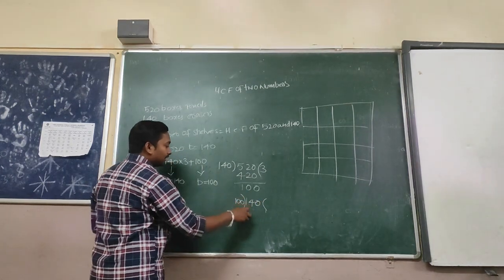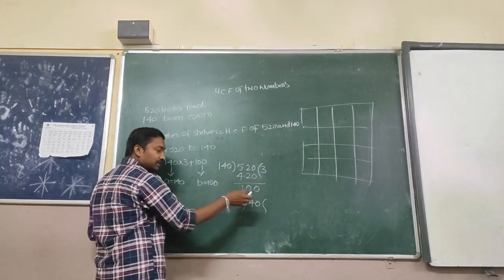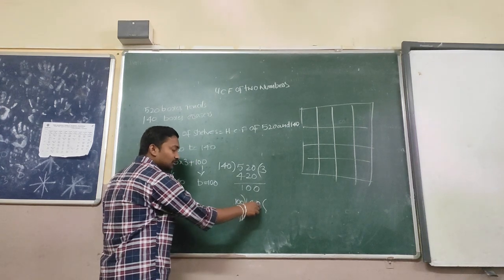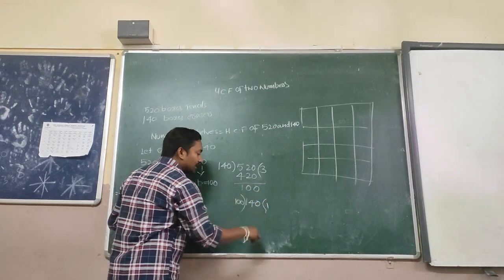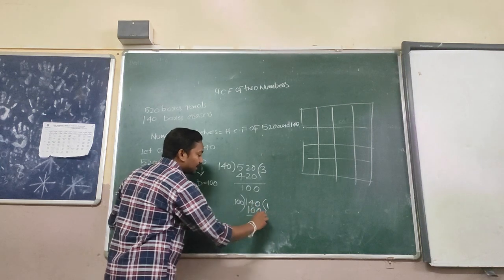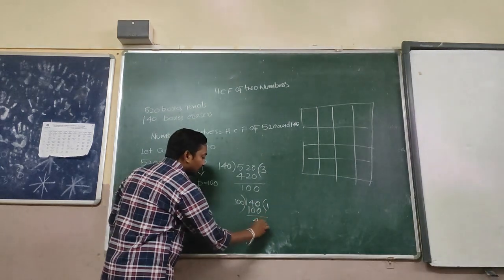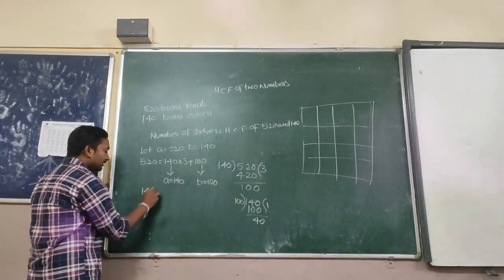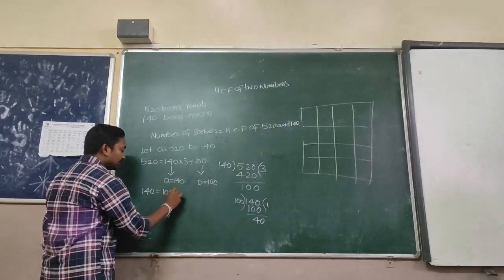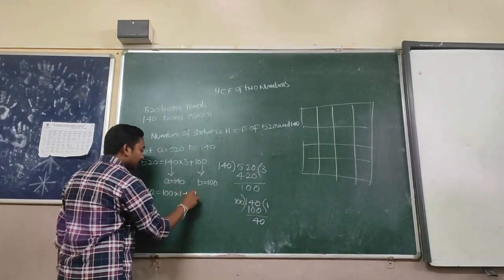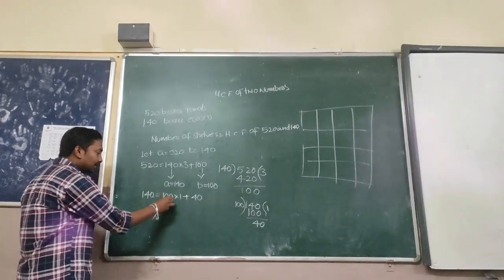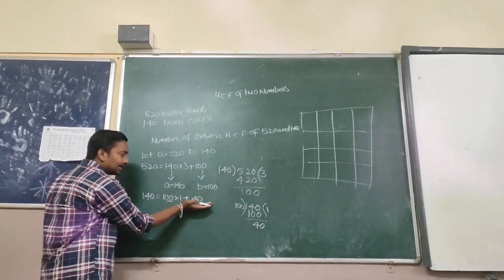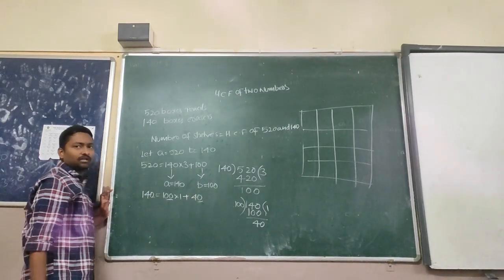Here 140 is the dividend and 100 is the divisor. 100 goes into 140 how many times? 1 time. So the remainder is 40. Now apply the Euclid division lemma here also: 140 equals 100 into 1 plus 40. Here 100 is the divisor and 40 is the remainder. Again the remainder is not equal to 0.